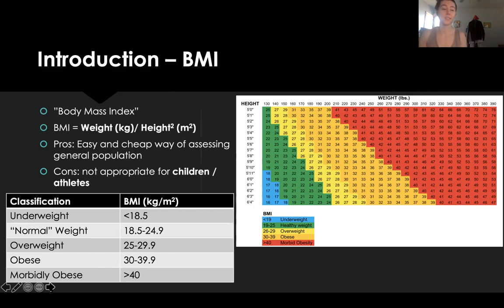Body mass index. Basically, it's just your weight over your height squared. And that's it. And you get this magical number that we can classify into different categories. Right here you can see underweight, healthy weight, overweight, obese, and morbid obesity. And you have your numbers right here.